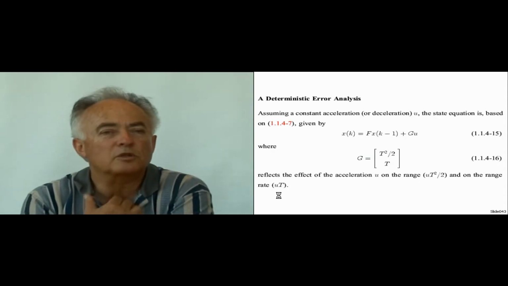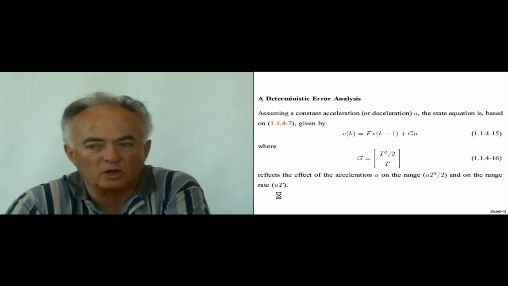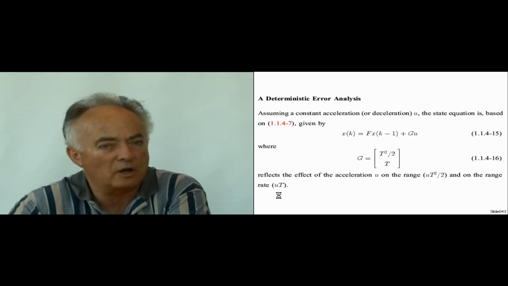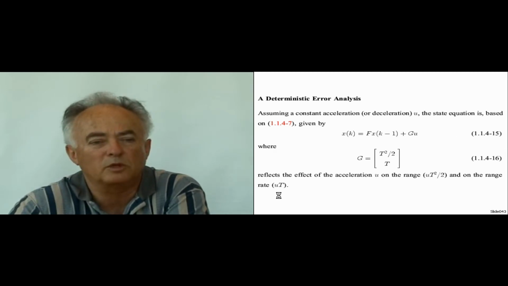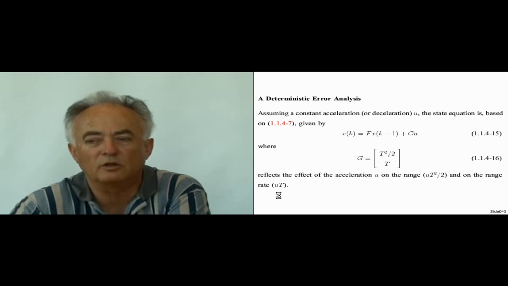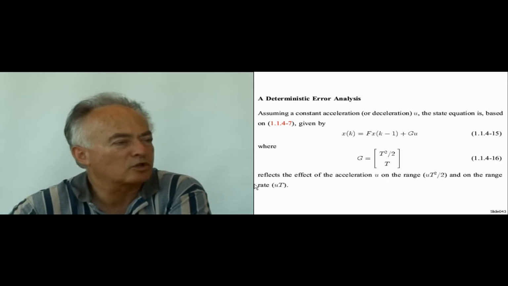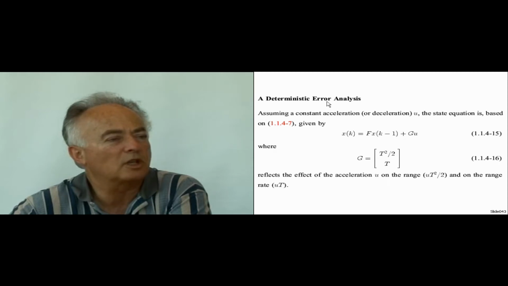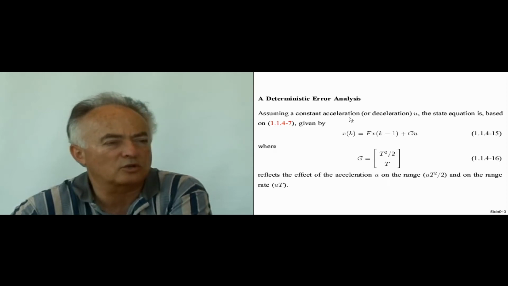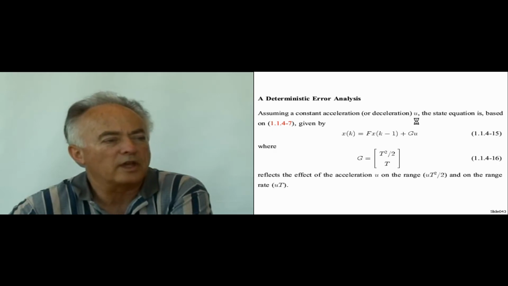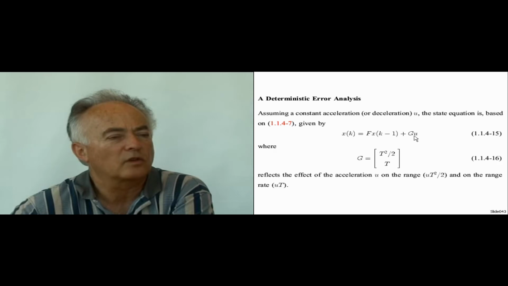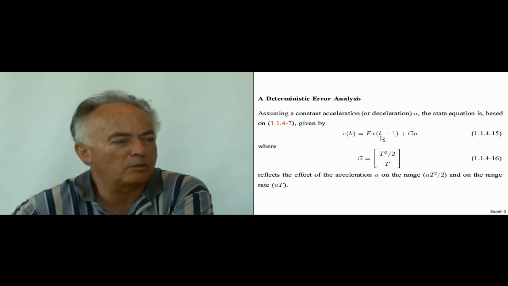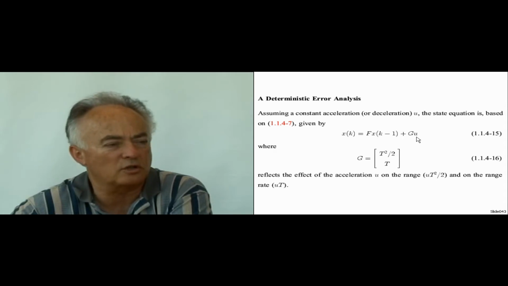Now, up to this point, the impact of u has not been quantified. Now we've got to evaluate, analyze exactly what will be the impact of that unknown, possible unknown acceleration. If we assume in our error analysis, we'll do a deterministic error analysis, that there is a constant acceleration or deceleration, u, then our equation is given by x_k is f x_{k-1} plus g u, where u is now a constant, g is t-square over 2, its impact into position, and t maps it into its impact into the velocity.